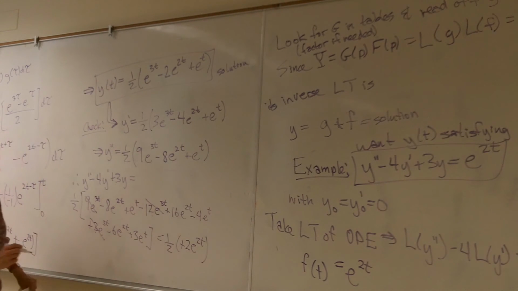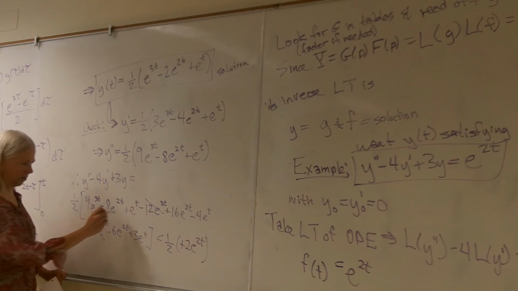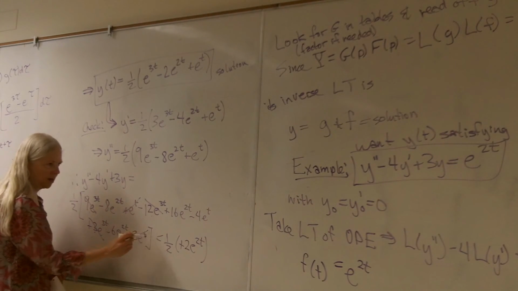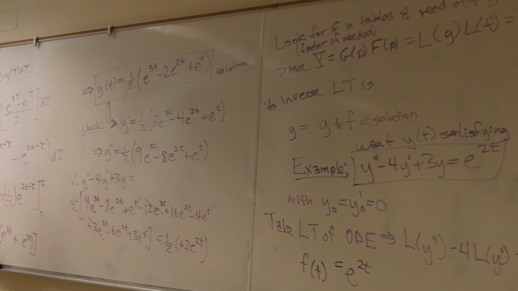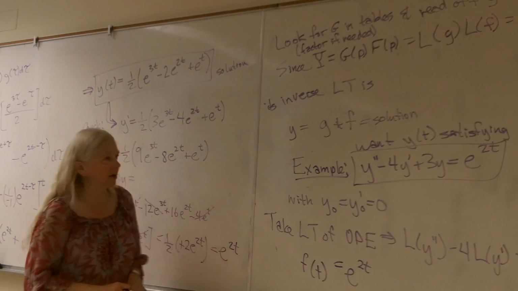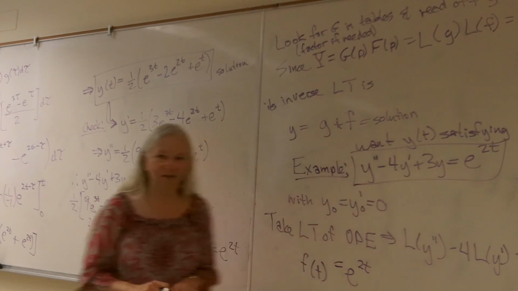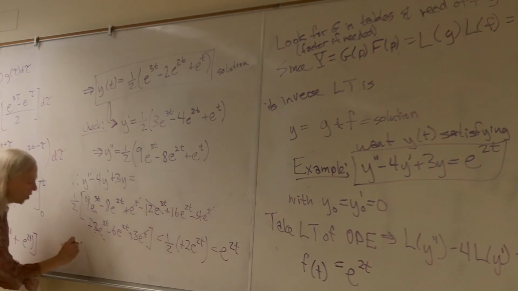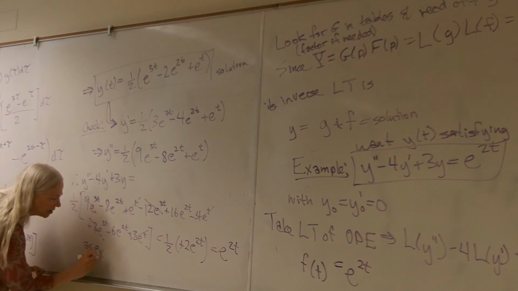And the e to the t terms, I think, are going to cancel. We've got a 1 plus 3 is 4 minus 4 right there. And obviously the 2 and the 1/2 cancel here, so we get e to the 2t. And that is exactly what the right-hand side of our differential equation is, so it works. This is exactly what we expect.